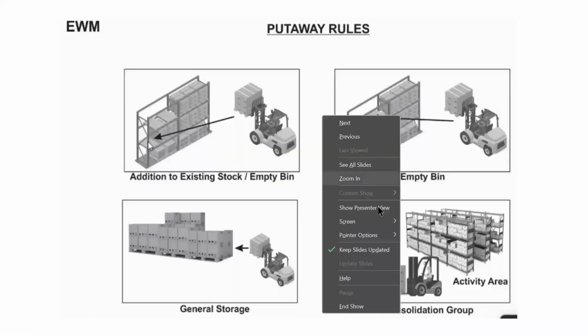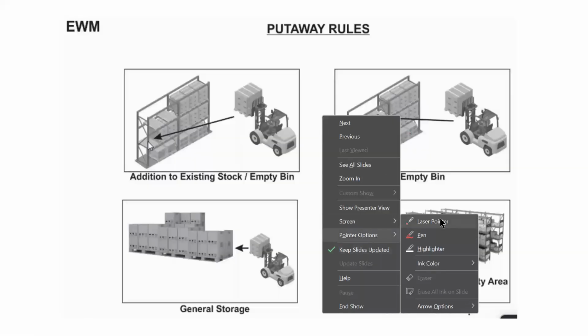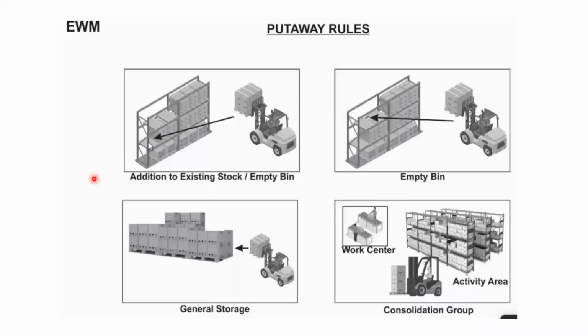So here, put away rules. This completely explains the put away rules. Here the first thing I am telling about is the addition to existing stock or the empty bin. It means the forklift is coming, bringing some products, and here we have the place. Even here also we have the place. This is some different bin. See, the rectangle box is there. This is one bin.